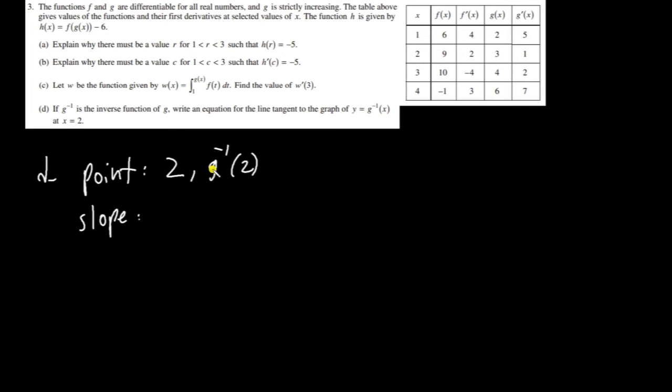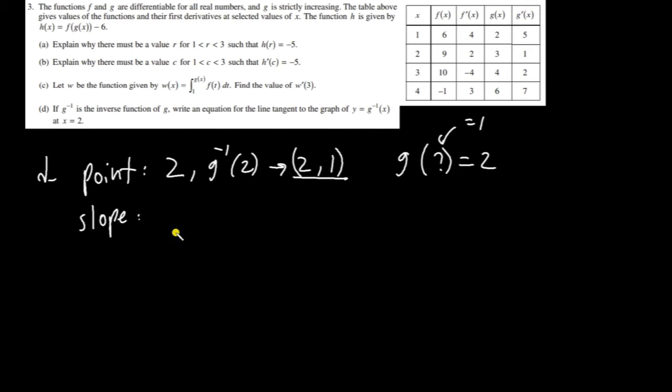To figure out what g inverse of 2 is, we need to look at g of what equals 2. That's going to give us g inverse of 2. If we look at a function for g, we see that g of 1 gives 2, right? So this question mark is equal to 1. So that means g inverse of 2 is equal to 1. So the point is 2 comma 1. Okay? And now we need to find the slope.